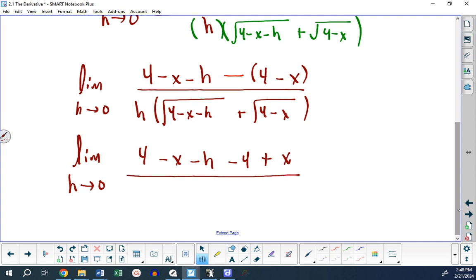See, and you know what? I could really see myself doing this. I could really see myself putting it over h, and forgetting about that other thing. Don't do that. Looks okay. What do I have on the top? 4 minus 4, which is nothing. Negative x plus x, which is nothing. That entire top is negative h.